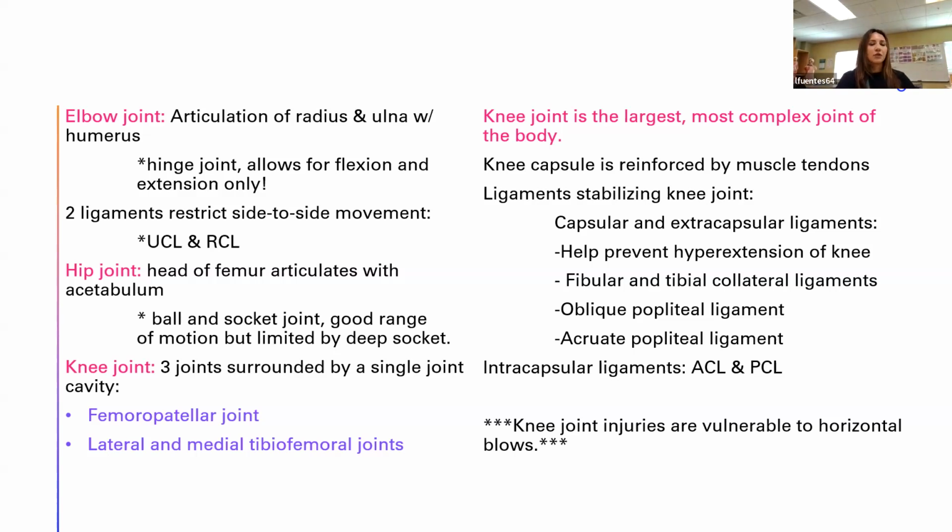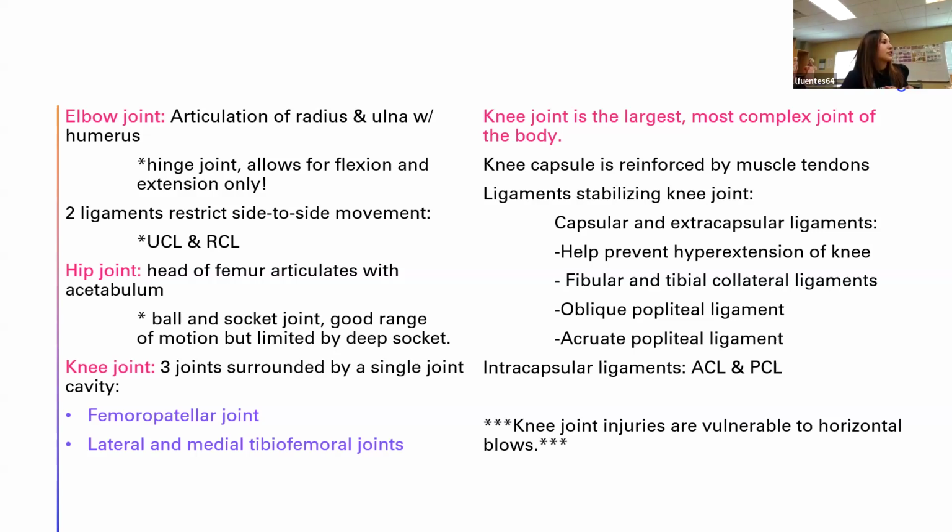So anytime you see joints, try to break up the word and you can identify where in the body it's coming from. So again, 3 joints surrounded by a single joint cavity. The knee joint is the largest, most complex joint of the body. The knee capsule is reinforced by muscle tendons, and then these are the ligaments stabilizing the knee joint. Capsular and extracapsular ligaments help prevent the hyperextension of the knee. The fibular and tibial collateral ligaments, oblique popliteal ligament, and the arcuate popliteal ligament are the capsular and extracapsular, and then intracapsular would be the ACL and PCL.